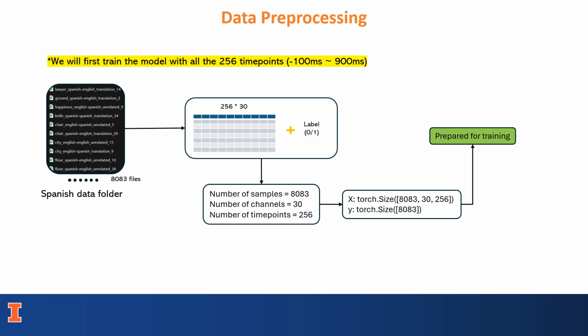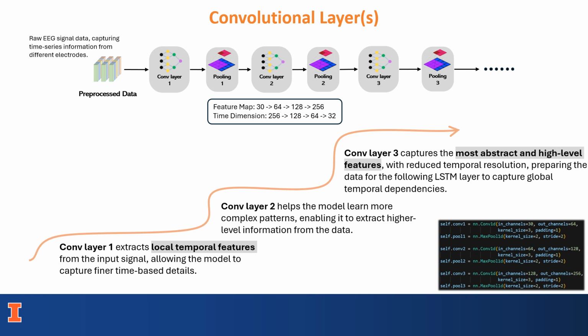Our model's convolutional layers progressively extract features from raw EEG signals, with Conv layer 1 capturing local temporal details, Conv layer 2 identifying complex patterns, and Conv layer 3 focusing on high-level abstractions. This prepares the data for the LSTM layer to capture broader temporal dependencies.